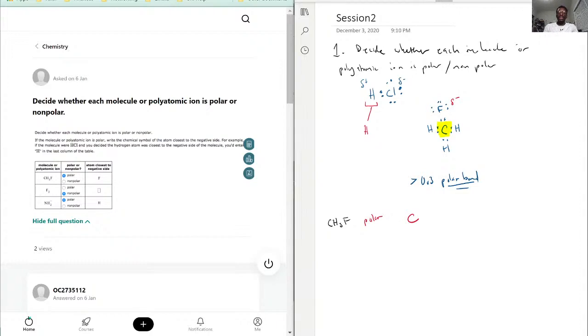Okay, so now let's move on to the next one, F2. Okay, so this one, when we draw it out, remember that fluorine has 7 electrons, so if we add them together, we're working with 14 electrons total. So the Lewis dot diagram for the fluorine molecule would just be like this: 1 bond between them, and then following the octet rule.